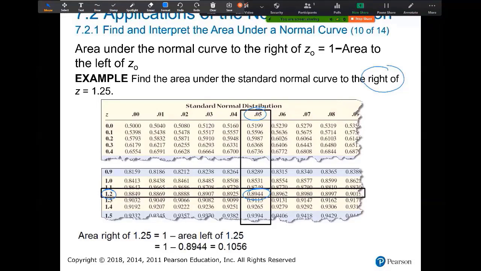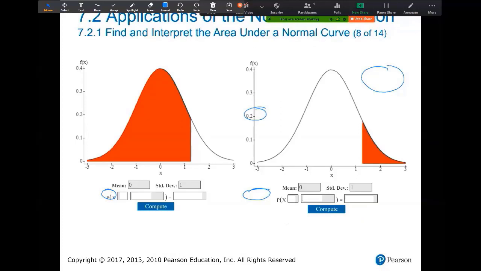1 minus this number is 11%. 11% of the population have a z-score above 1.25, and 89% of the population have a z-score below 1.25. We can use technology to obtain this very easily. You can do it in two ways.